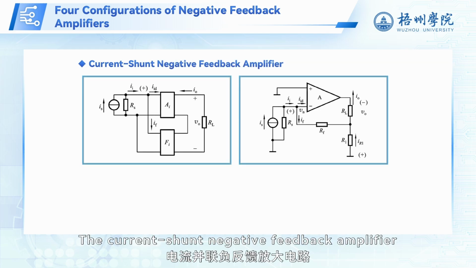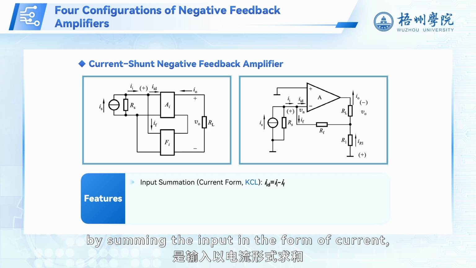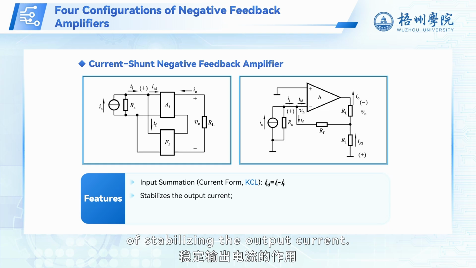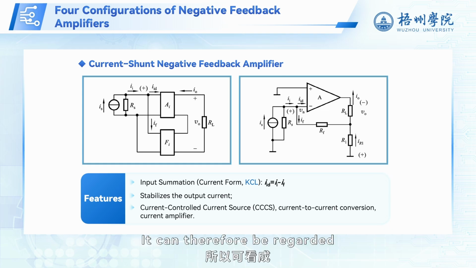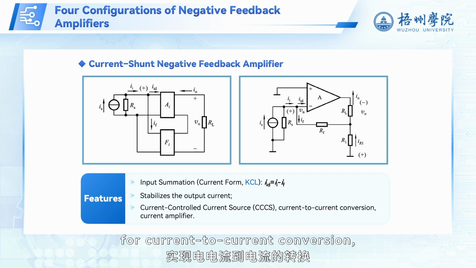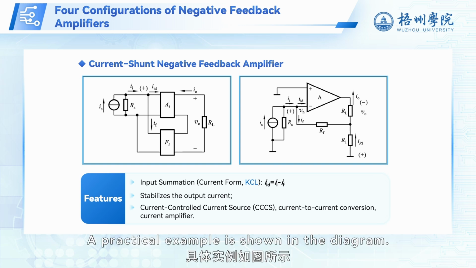The current shunt negative feedback amplifier is characterized by summing the input in the form of current, with the main function of stabilizing the output current. It can therefore be regarded as a current-controlled current source, commonly used for current-to-current conversion, and is also known as a current amplifier. A practical example is shown in the diagram.